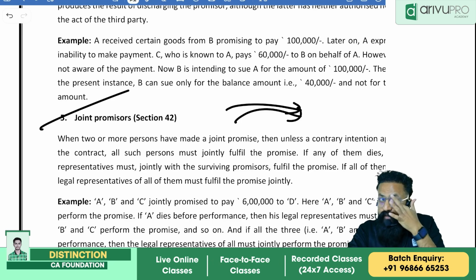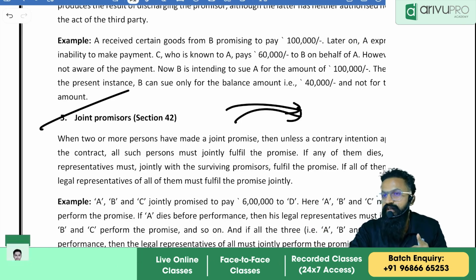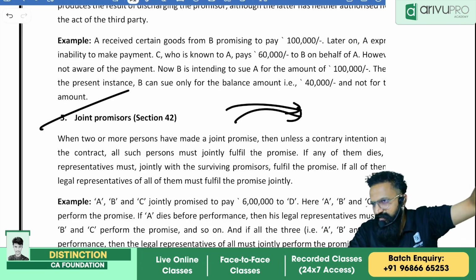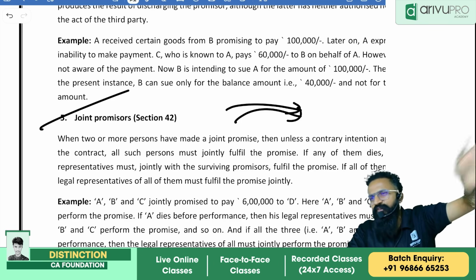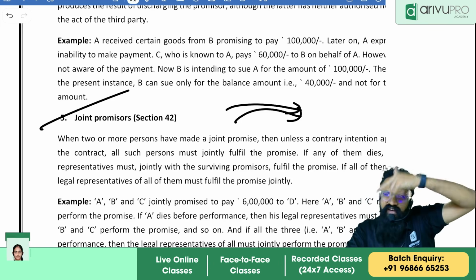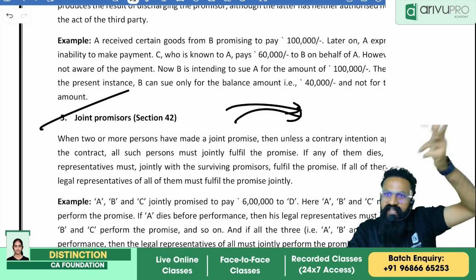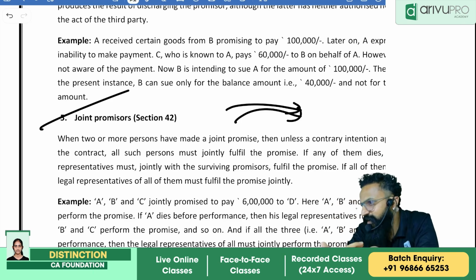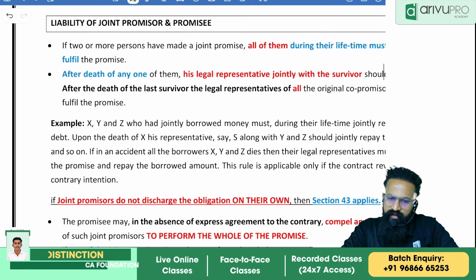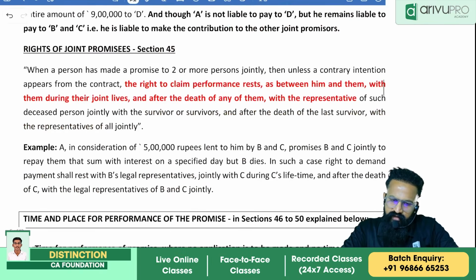On the date of maturity, if you have not repaid the loan, the promisee can recover the whole of the debt from one person. Later, he can recover from others. Joint promises. Next rule was joint promisee. Same cut, copy, paste. We can recover it in case of death. The legal representative along with the living joint promisees will recover the debt. That was joint promisees. Okay, liability of joint promise and promisee done, rights of joint promisees.